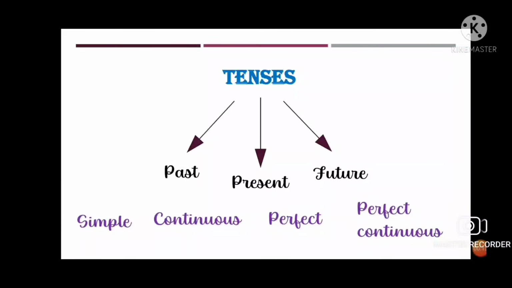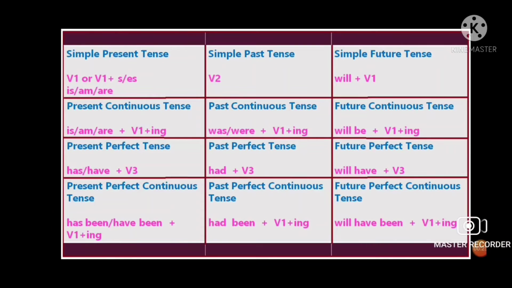Tenses are of three forms: past tense, present tense and future tense. It comes under four categories: simple, continuous, perfect and perfect continuous. So totally we have 12 tenses. Before we move on to each tense in detail, if you would like to know more about V1, V2, V3, V4 and V5 verbs, have a look at the link in the description box.